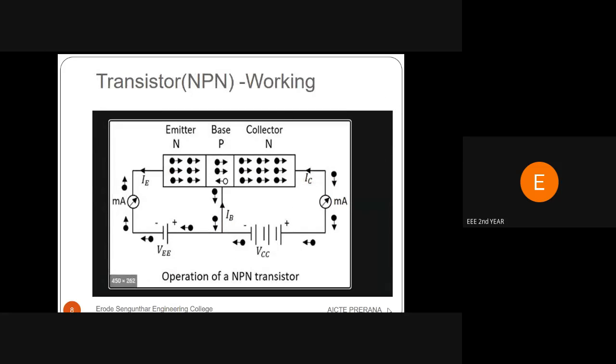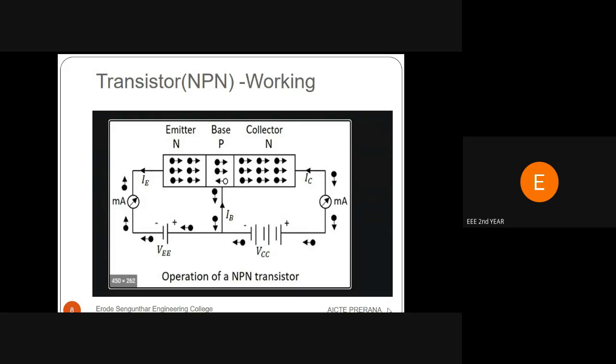Now let us see the working of the NPN transistor. The NPN transistor has two N regions and one P region between the two N regions. In the NPN transistor, the emitter is N type, the base is P type, and the collector is N type.